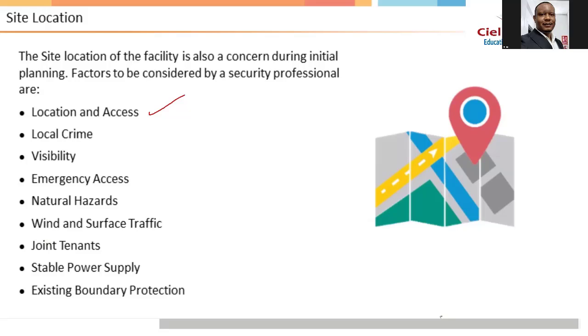Location and access: how accessible is the place? This is very important. You don't want to site your location in a place where it's not accessible. Accessibility could be affected by very poor infrastructure, road network, or very poor planning. All of these are part of what location and access talks about. Then, what is the local crime rate in that area? In terms of visibility, you're basically asking, how monitored is that place? Who sees what's happening there?